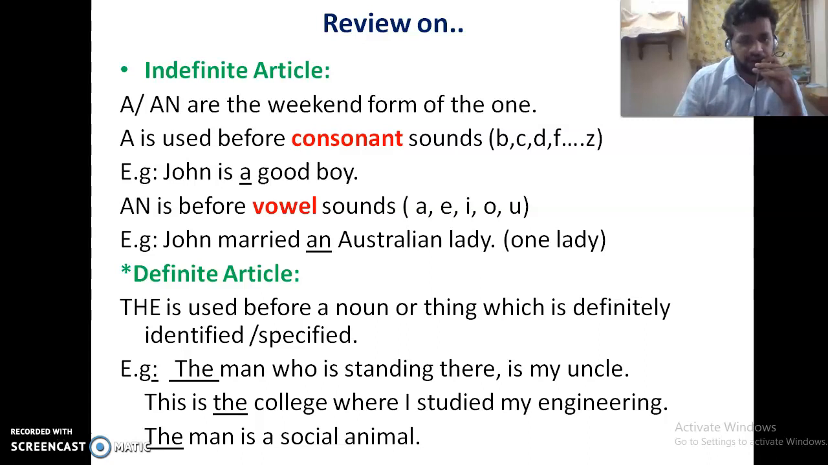the article we use as the definite article. So the is used before nouns or things which are definitely identified and specified. Indefinite articles are used before indefinite things like a and an, which are the weakened form of the word one. A is used before consonant sounds, and an is used before vowel sounds. Like I gave you the example, just a small recapitulation and review of the last video.